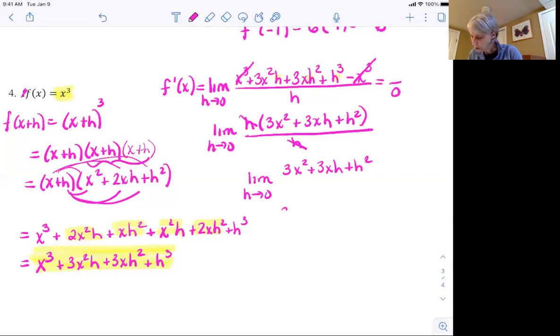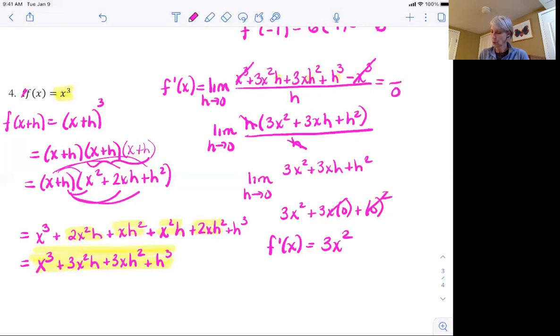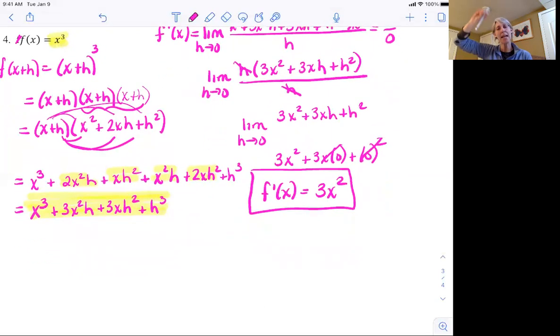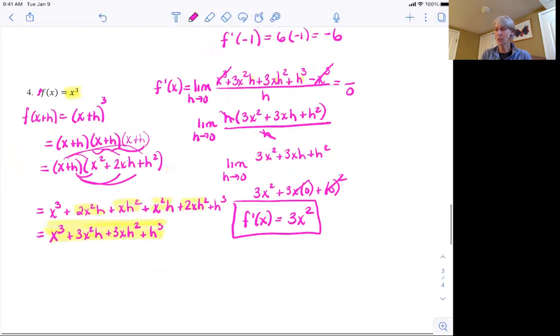If I plug 0 in for h and I evaluate, this term is going to go to 0, that term is going to go to 0, and my derivative function is 3x squared. What does this mean? Again, this is a slope to find the tangent line at any specific point on your given curve. Okay. This one was a challenge, and I think we just did one of your homework problems, so that's a good thing.